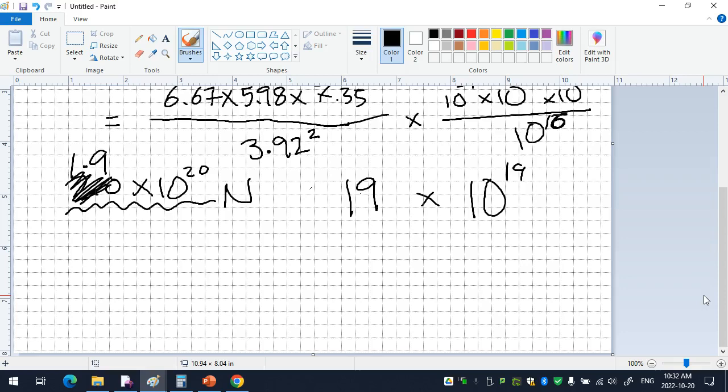Tera. And so on and so forth. 20. Is 20 a multiple of 3? No, it's not. By the way, the scales are only done in threes, right? 10 to the 3, 10 to the 6, 10 to the 9. I want to play with the exponents.